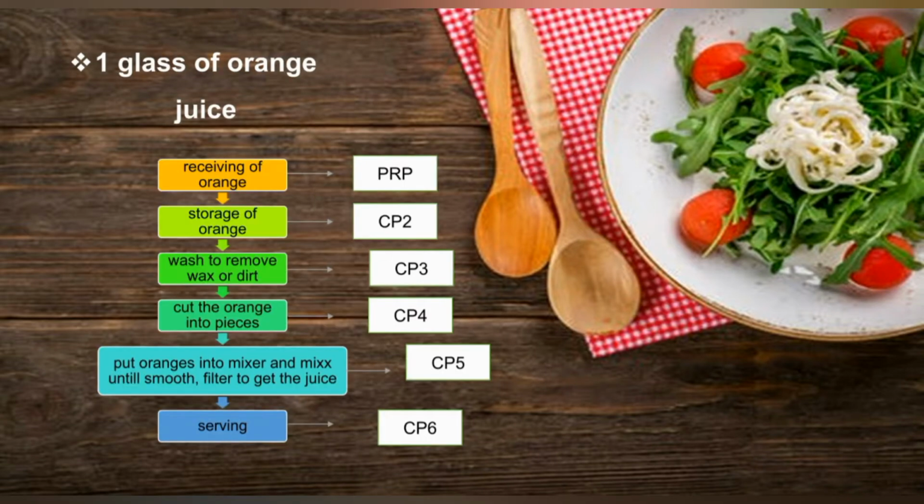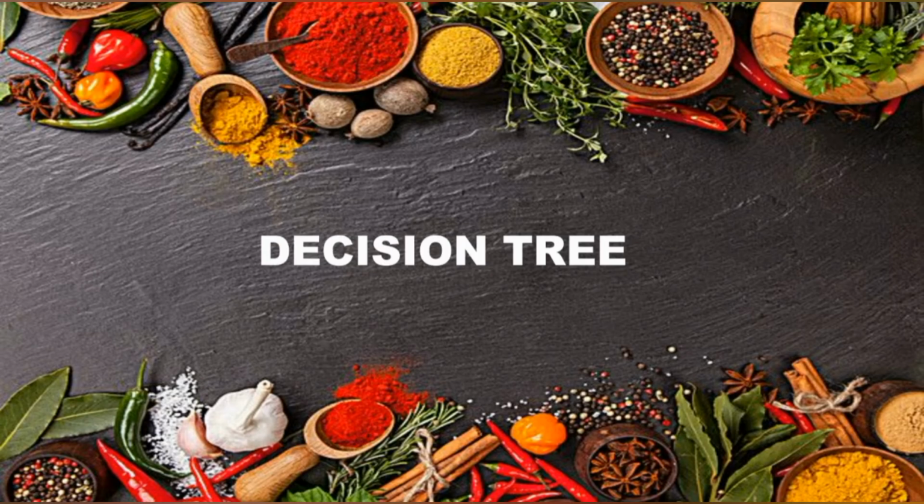And the last menu is 1 glass of orange juice, where receiving is PRP, while storage, wash to remove wax or dirt, cut the orange into pieces, put orange into mixer and mix until smooth and serving is CP. So the next one is dysentery.